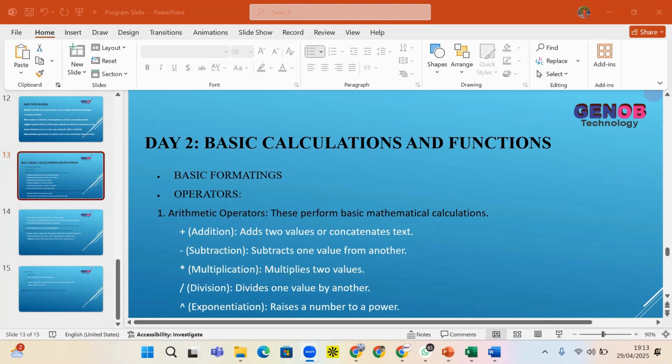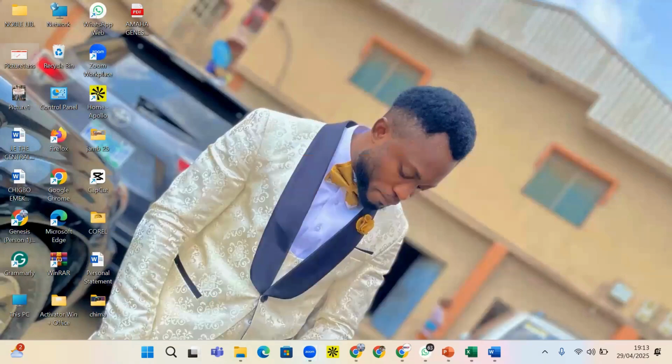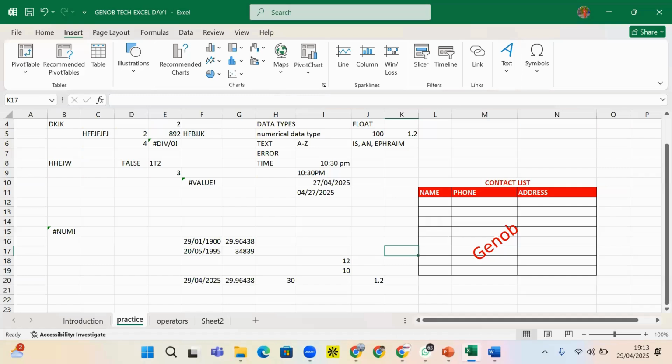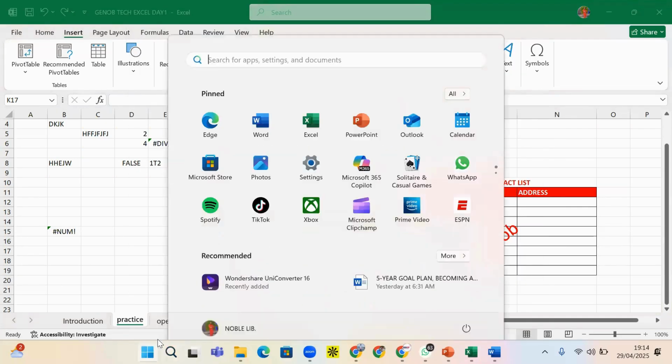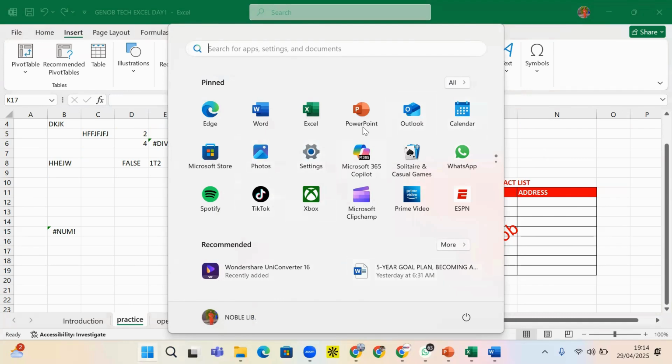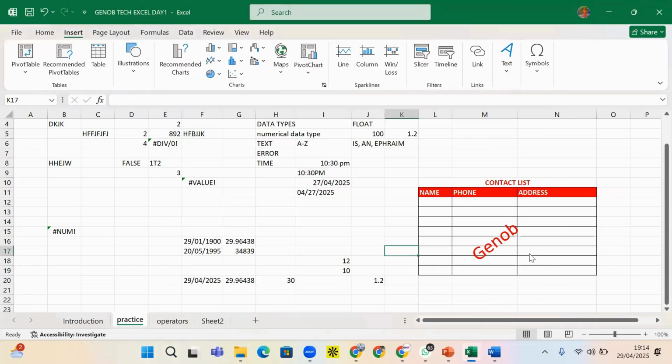Let's open Excel. My Excel is open already. I believe we all know how to open Excel or a spreadsheet. If you don't know how to do it, you search for Excel here, or you go to your applications, you see Excel here. Just click on it, it will open, and you open a blank workbook. If you want to open an existing workbook like the one I have now, you can go to where you saved your file and open the existing workbook.